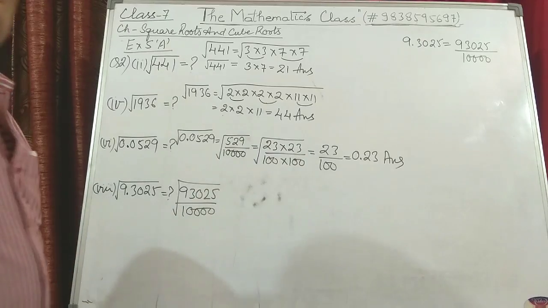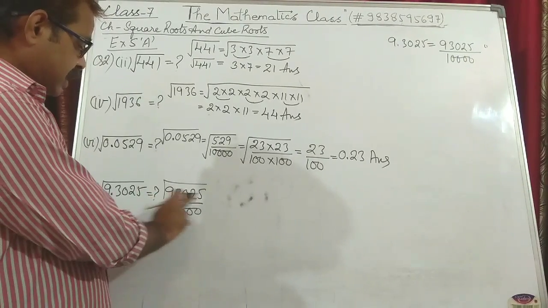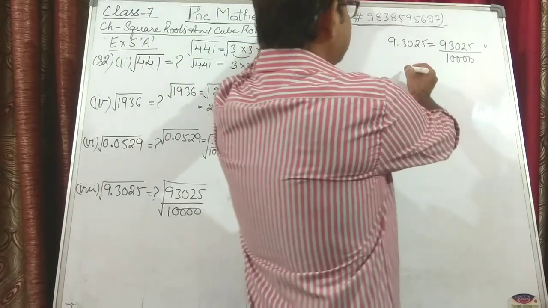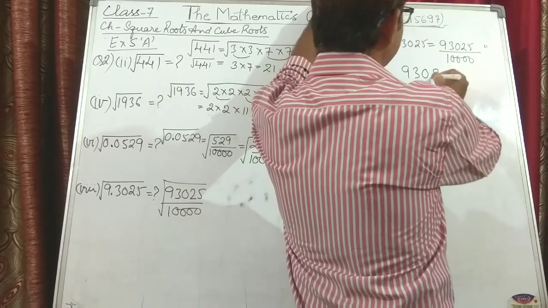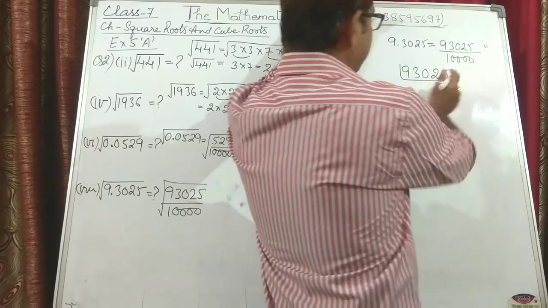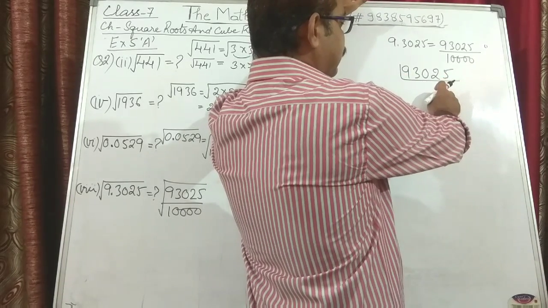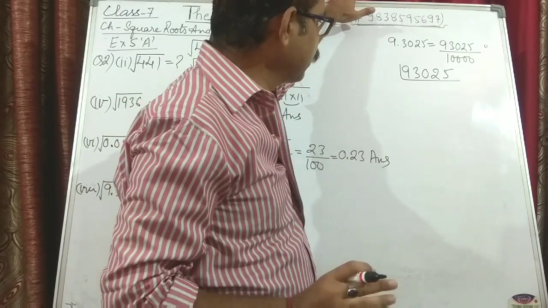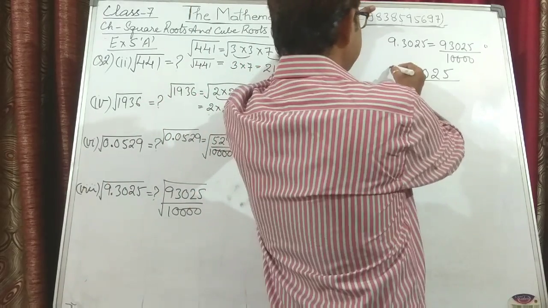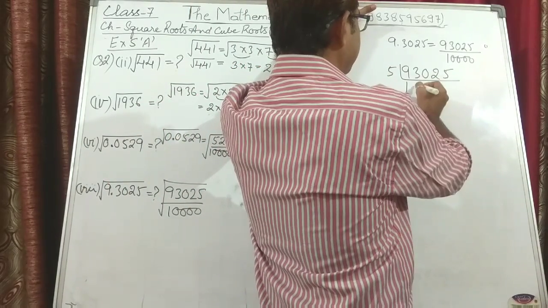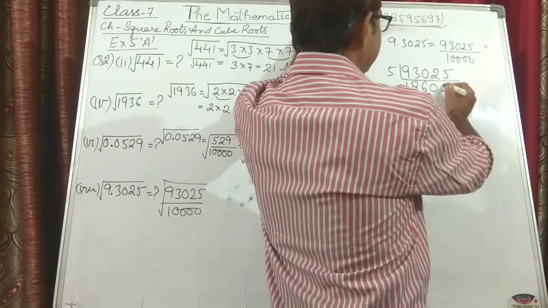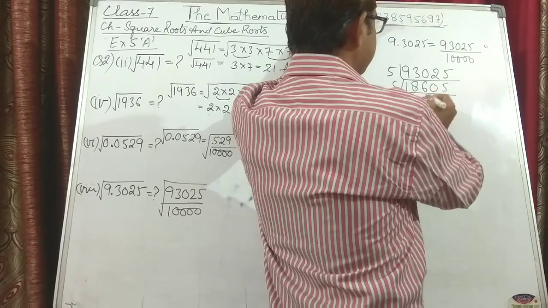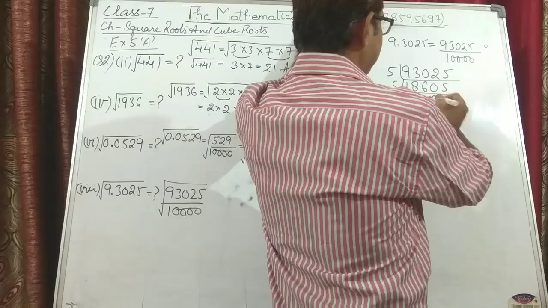Now only thing is, under root 93025, we'll just find out by factorizing 93025. Now by 5, because this cannot be solved by 3. First we'll try by 2, it is not divisible. We'll try by 3, not divisible. We'll try by 5 now. So 5 1s are 5, 5 8s are 40, 5 6s are 30, 5 5s are 25. Now again by 5, 5 3s are 15, 5 7s are 35, 5 2s are 10, 5 1s are 5.